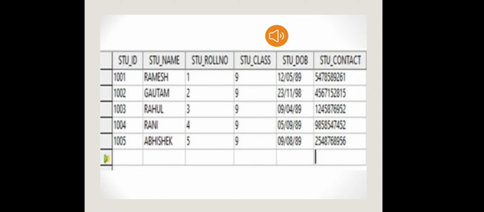The example which I was telling you is given here. You can see in the figure student ID, student name, student roll number, student class, student date of birth and student contact, and we have filled all the fields. So fields here are student ID, student name and all these, and all the information given under this is the record.